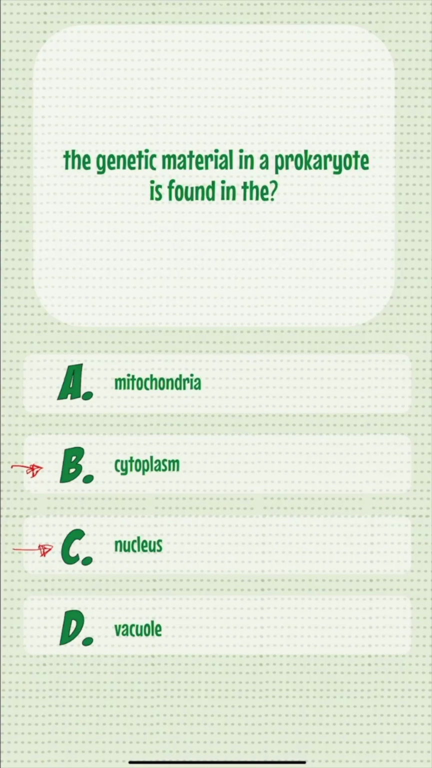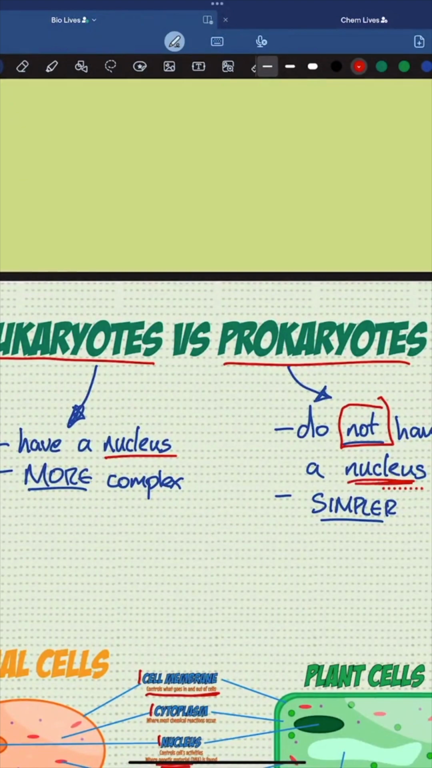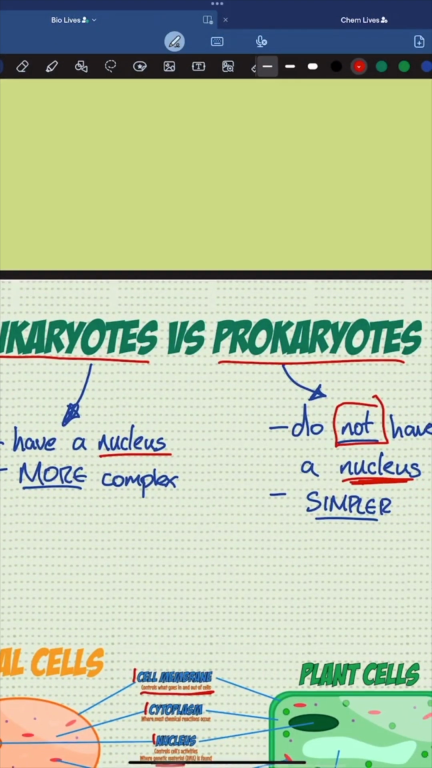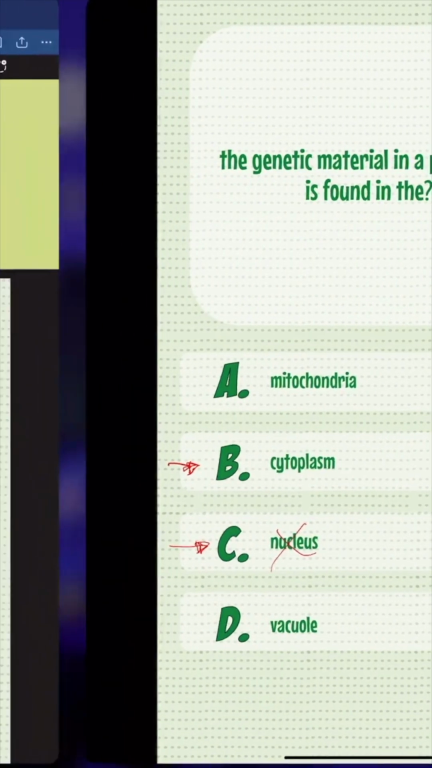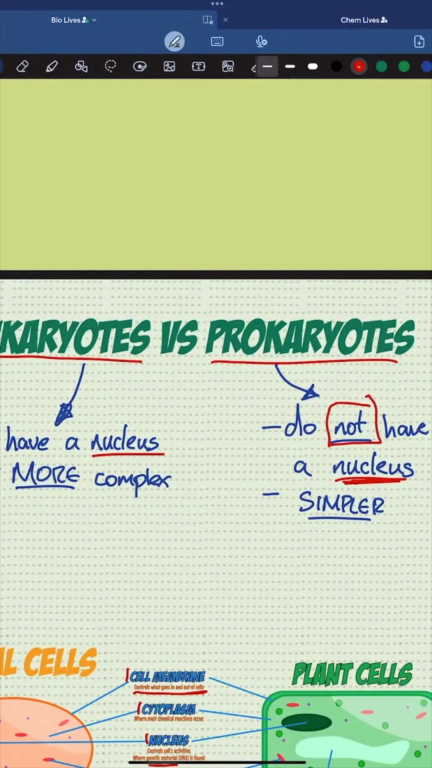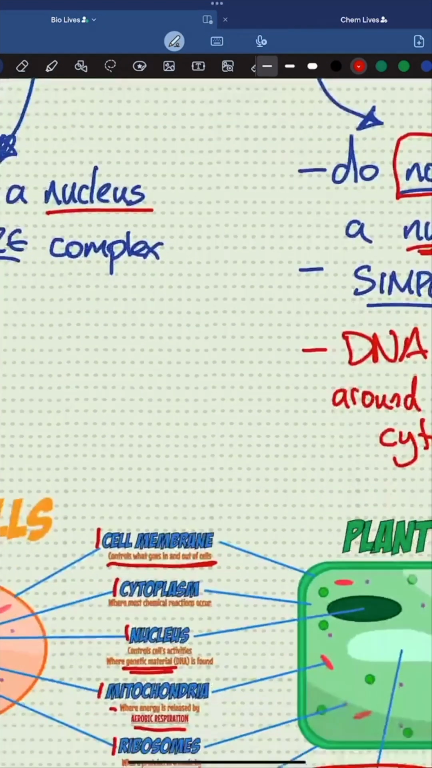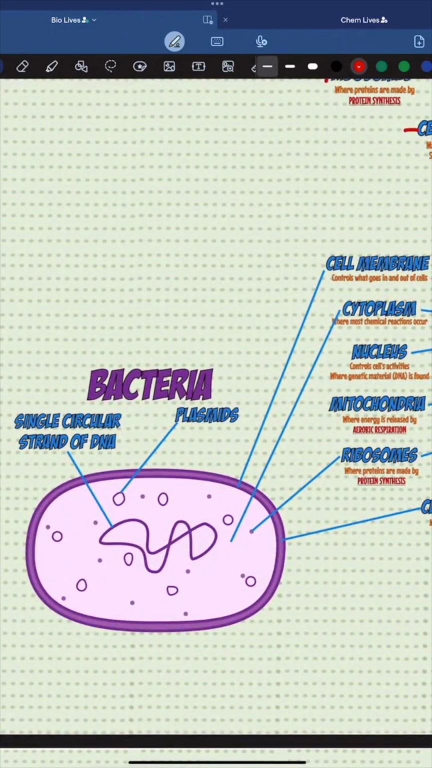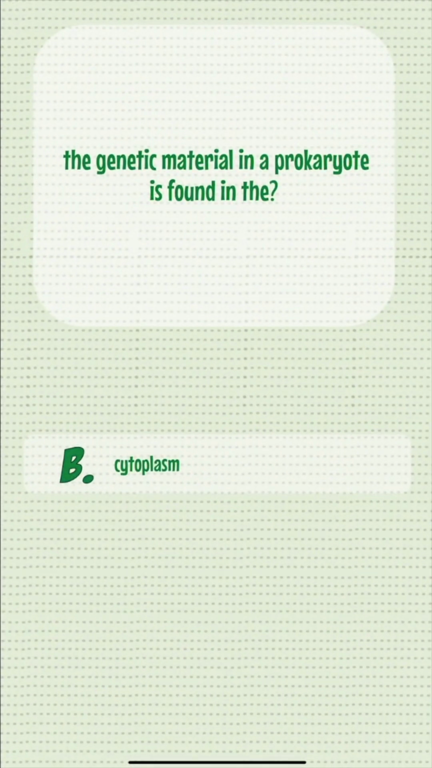This is asking about a prokaryote. Remember, in a prokaryote, they do not have a nucleus. So the DNA can't be in the nucleus. What they have is just their DNA floating around in the cytoplasm. If you look down here, you can see no nucleus. It's just a loop of DNA here. And then they have loads of plasmids, which are smaller loops of DNA. So the answer for that one is cytoplasm. Don't get tricked by that.